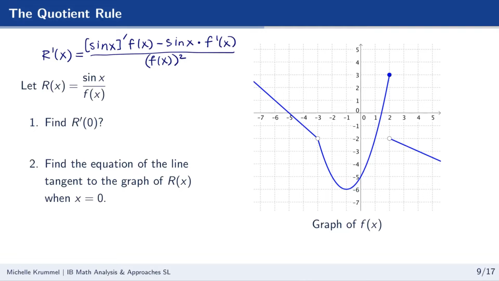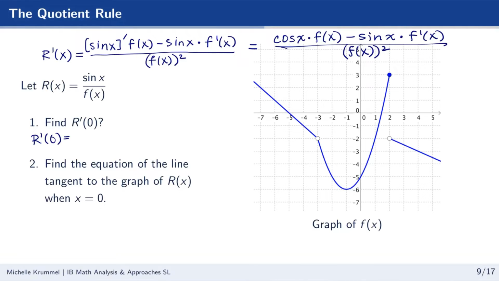R prime of 0, oh, well, let me finish. I haven't taken the derivative yet. The derivative of sine is cosine. So cosine x times f of x minus sine x times f prime of x over f of x squared. Okay, now r prime of 0, we're going to substitute 0 in for x into that derivative equation.